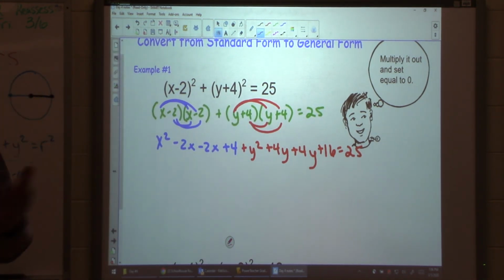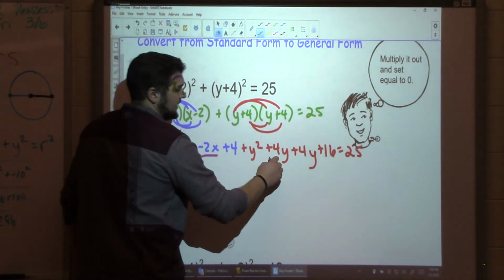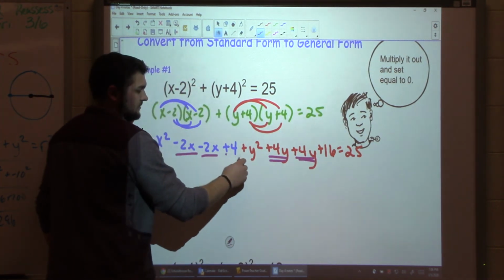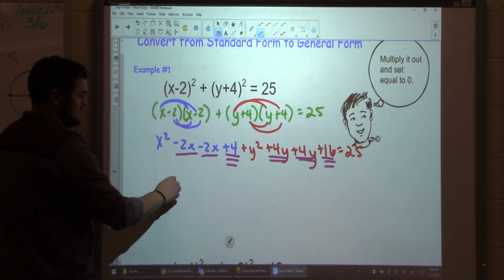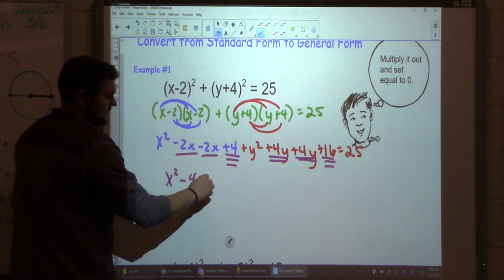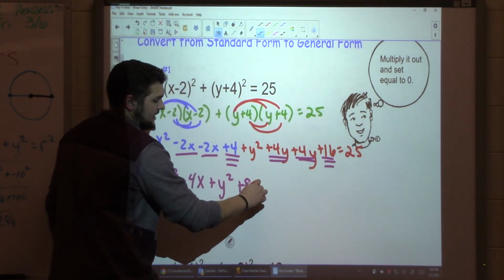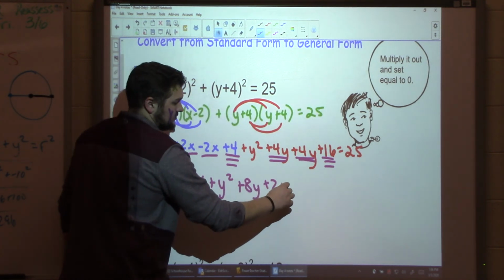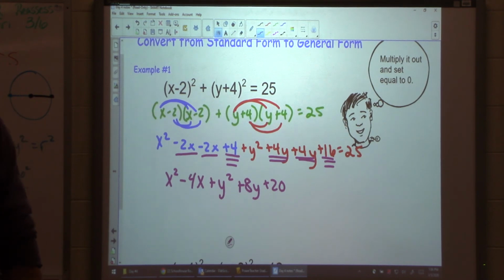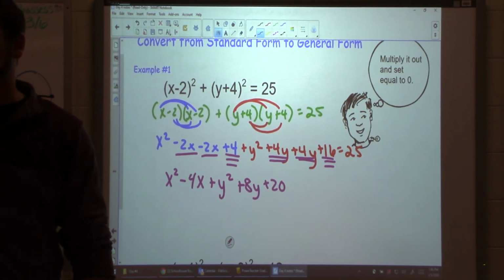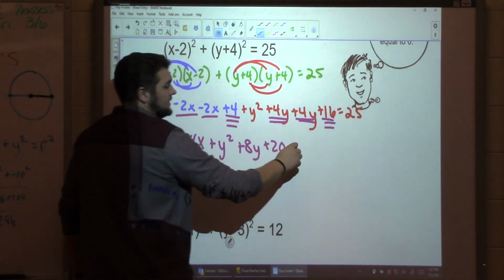Now I'm going to combine all my like terms. I have x's that are alike, y's that are alike, and constants that are alike. So it's going to become x^2 - 4x + y^2 + 8y + 20. My constant has to go at the end. Now, there's two ways we can write it, and I'll show you once we get to the end which ways they are. But I would always put my constant at the end from here, and it equals 25.